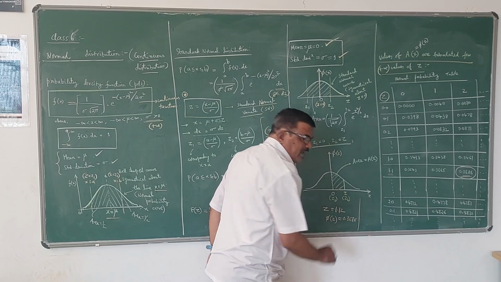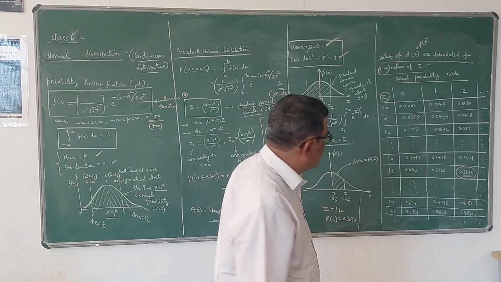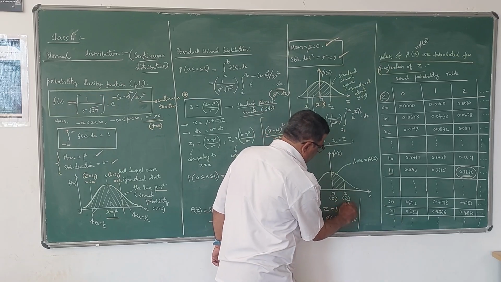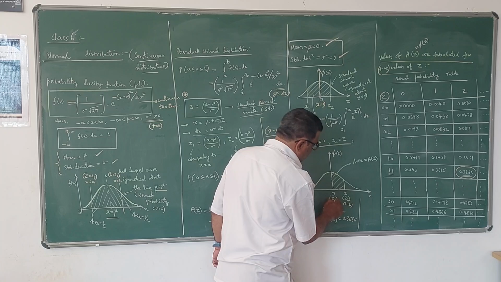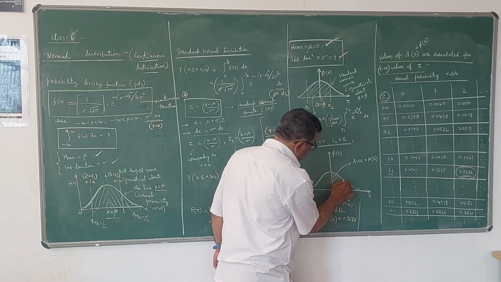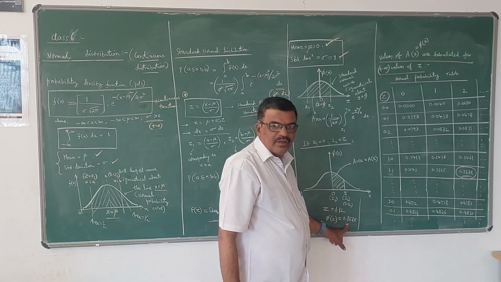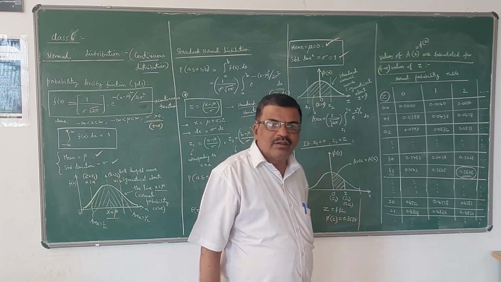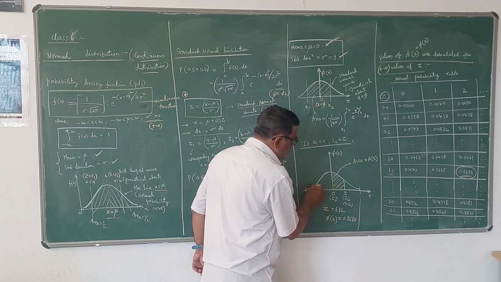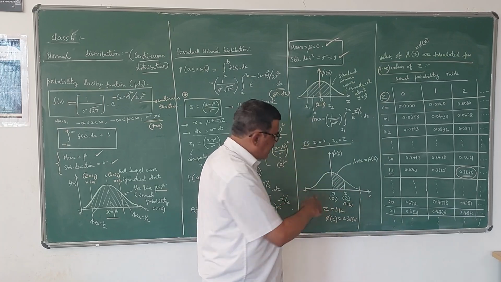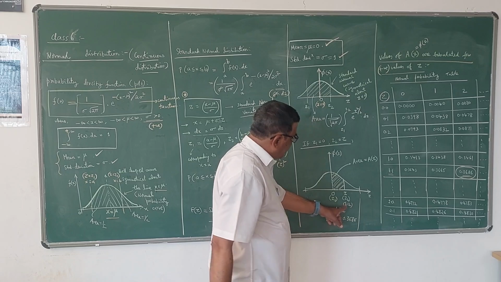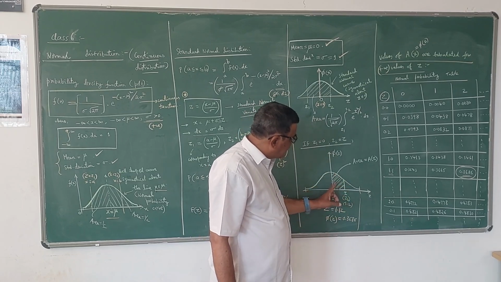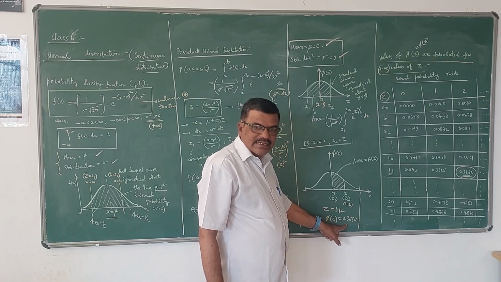Like this we have to read, okay? So suppose this z is 1.12, and this is 0, the area between these two ordinates is this much. The total area of the curve is 1. In that, if you are taking z as 1.12, between 0 and z, the area is 0.3686.